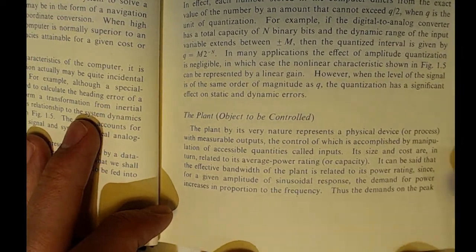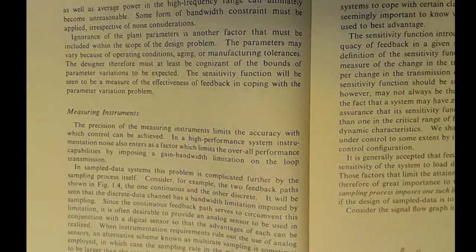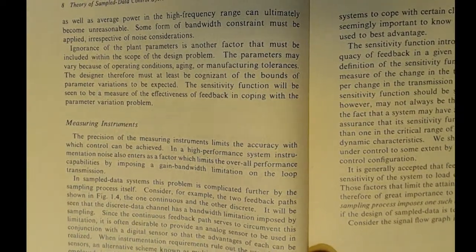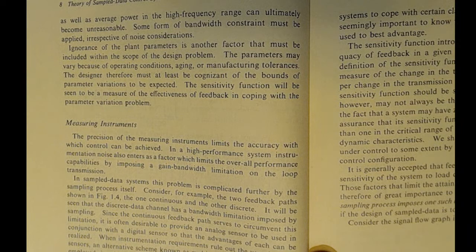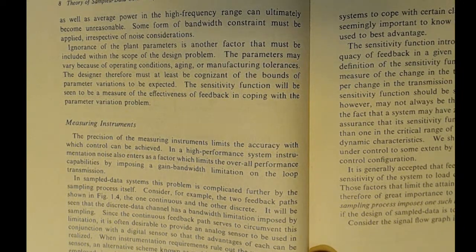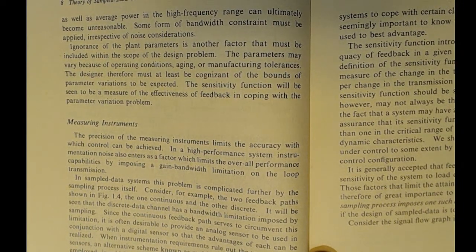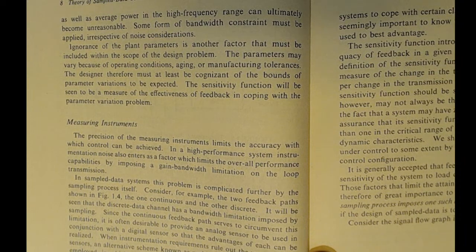But what they do say in the last paragraph of that section is, ignorance of the plant parameters is another factor that must be included with the scope of the design problem. The parameters may vary because of operating conditions, agents, or manufacturing tolerances. In other words, that U is supposed to model a change over time of the plant. And they don't call it a disturbance in this paragraph.